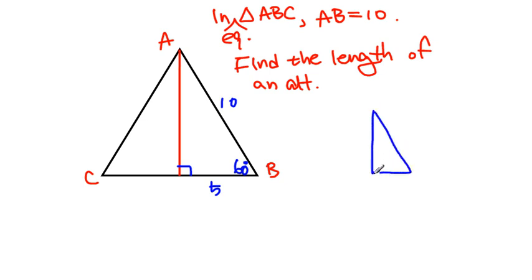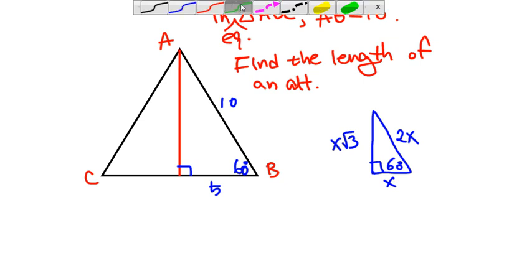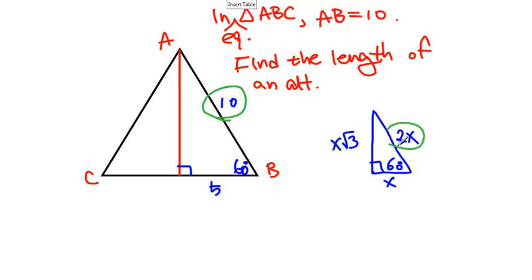Now, if you remember the ratio, you see the location is very, very important. Opposite of the 60-degree angle was x square root of 3. And opposite of the 30-degree angle was x, and opposite of the 90-degree angle is 2x. You see, by comparison, you get to realize that 10 must be corresponding to 2x, because both of them are hypotenuses. And then x must be corresponding to 5.